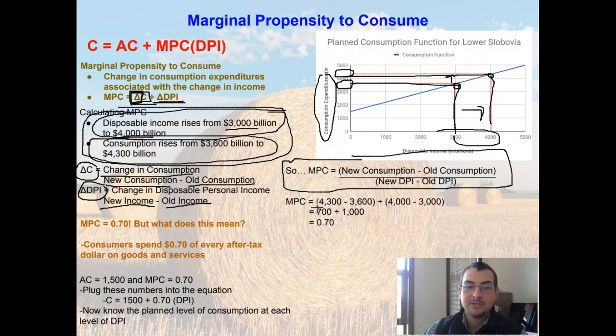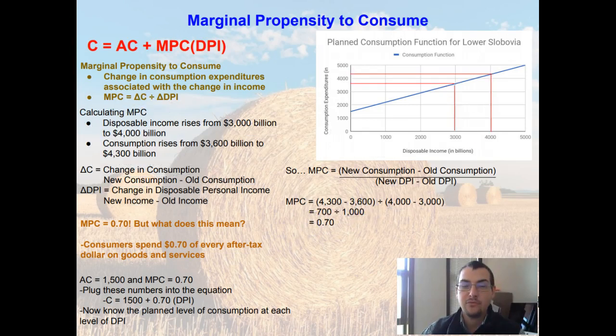So we have the change in consumption. The new consumption is 4,300 minus the old consumption, 3,600. That gives us 700. The change in income: the new income of 4,000 minus the old income of 3,000. So that's a change of 1,000. So we take the change in consumption divided by the change in income, and we get 0.7. Great, we found the marginal propensity to consume: MPC is equal to 0.7.